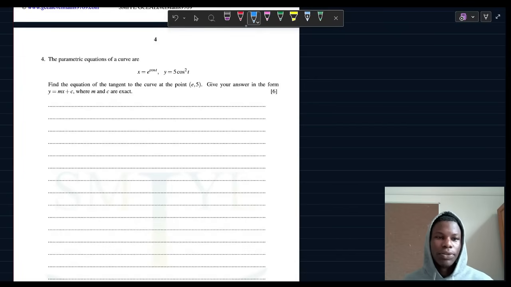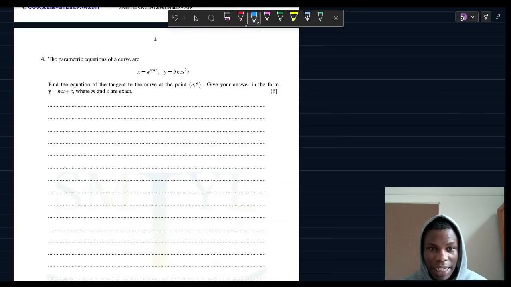Let's go on to number 4. The parametric equations of a curve are x is equal to e to the cosine of t and y is equal to 5 cos squared t. Find the equation of the tangent to the curve at the point (e, 5). Give your answer in the form y equals mx plus c, where m and c are exact.